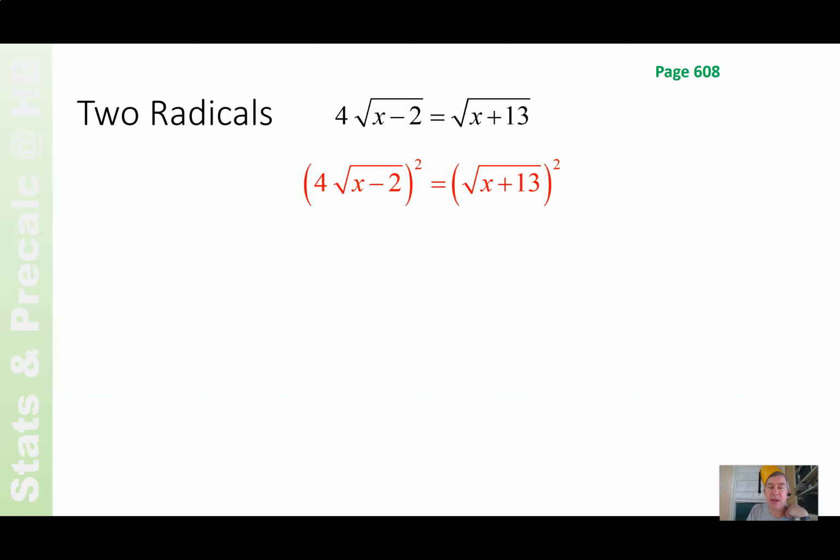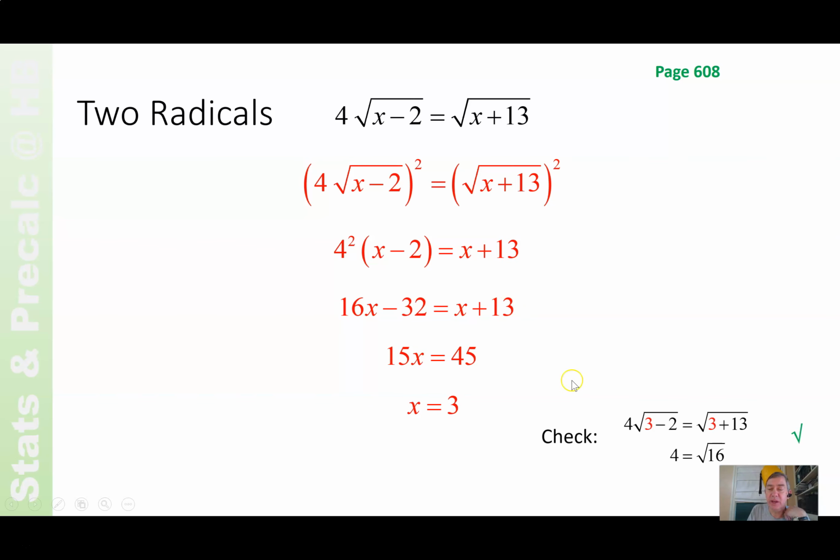When you square both sides, you're going to get 4 squared times x minus 2 on this side. Make sure that you square the 4 also. So 4 squared times x minus 2 equals x plus 13. A little algebra, and you work down to x equals 3, and you check your answer.